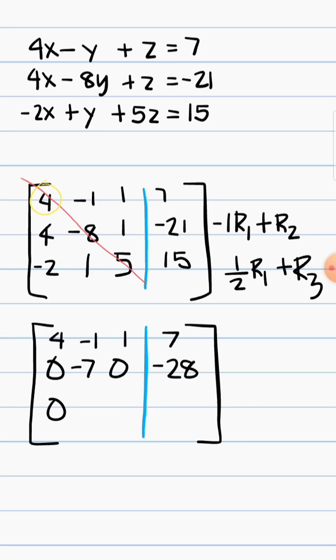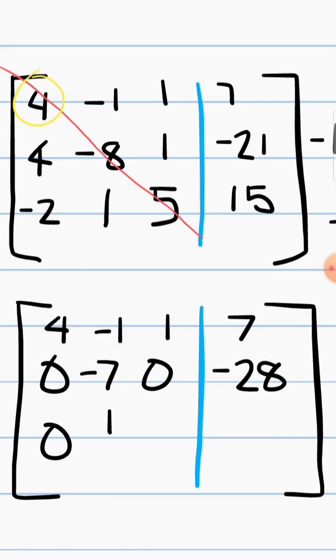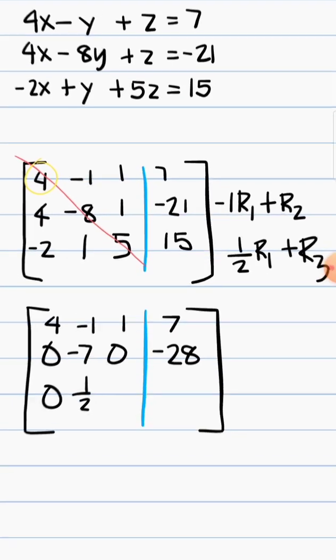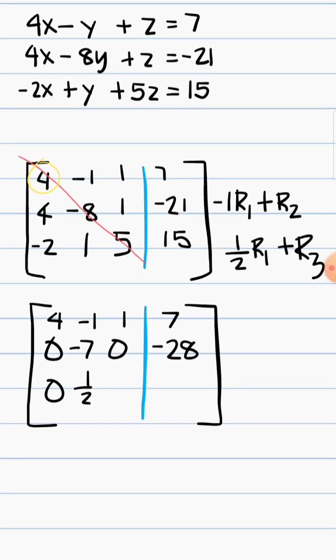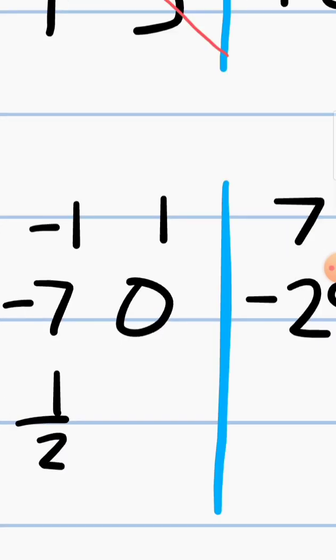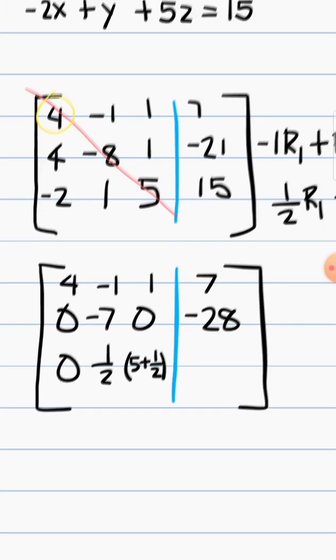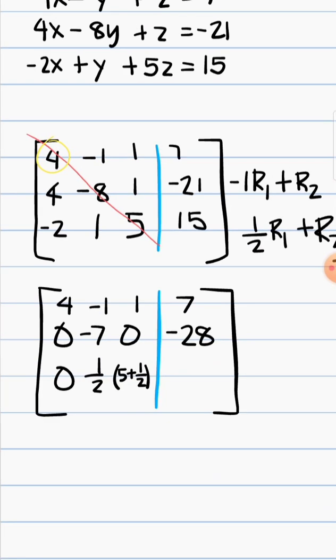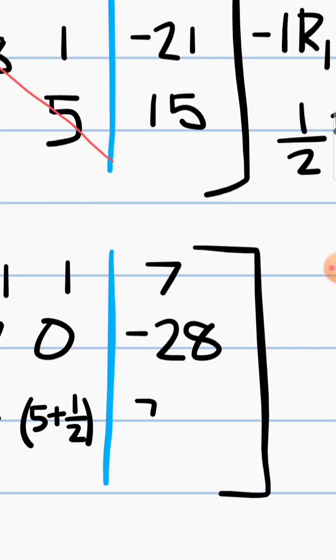So, how much is it? Negative 1/2 plus 1 is just 1/2, or just 1 minus 1/2. Positive 1/2. And then, 1/2 times 1 is 1/2, plus 5. So, we can write it as 5 plus 1/2. And then 1 half times 7 is 7 over 2, and then plus 15. 7 over 2 plus 15.